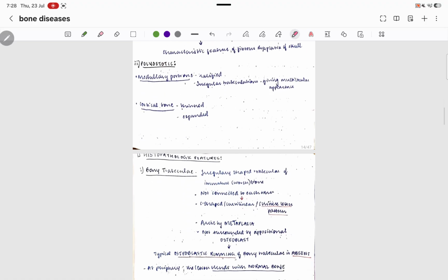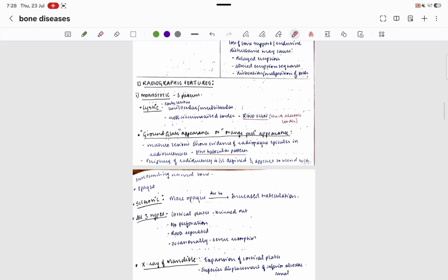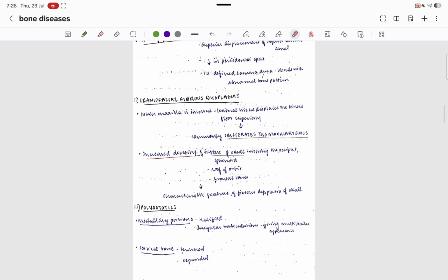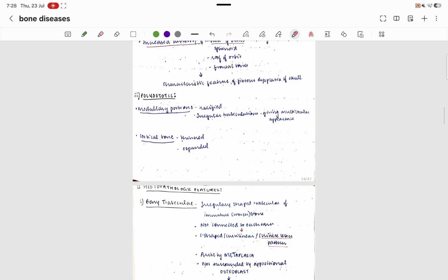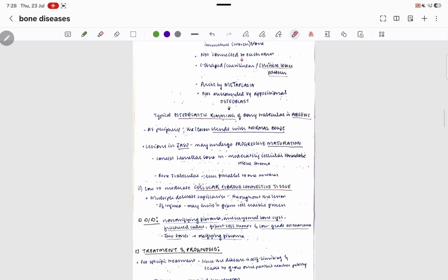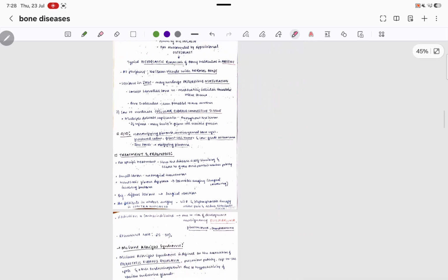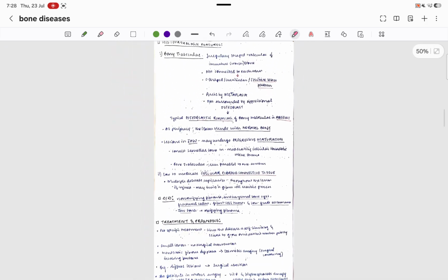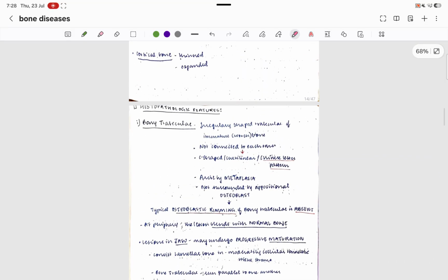Then coming to polyostotic, so we discussed monostotic and craniofacial fibrous dysplasia, and now polyostotic: the medullary portion is calcified, and irregular trabeculations are seen giving a multilocular appearance. Cortical bone is thinned and expanded. But do we see perforations here? Maybe. Then coming to the histopathology, it has bony trabeculae.